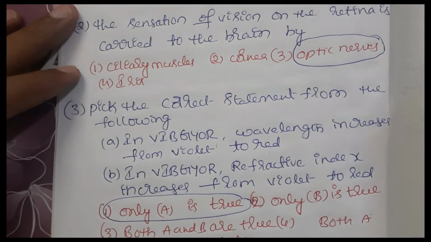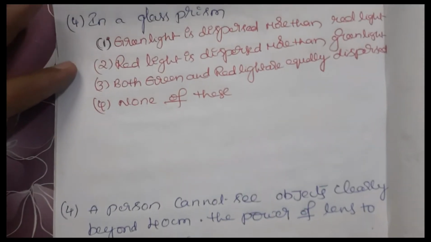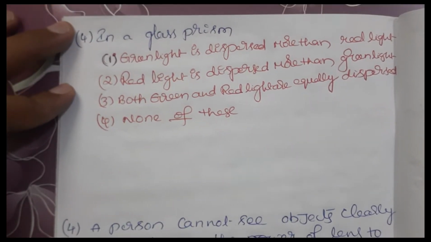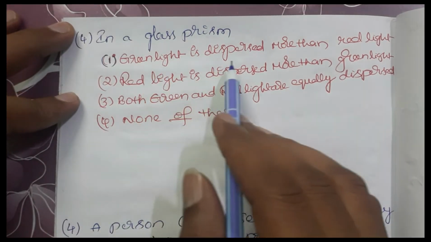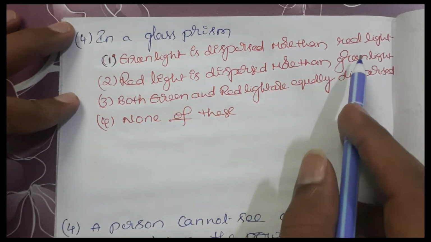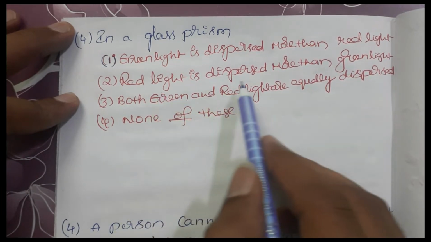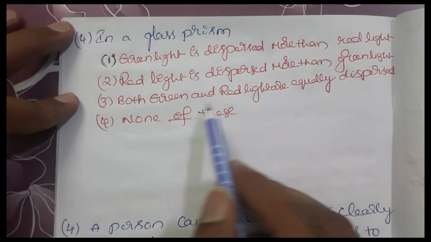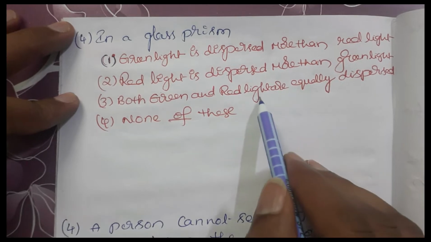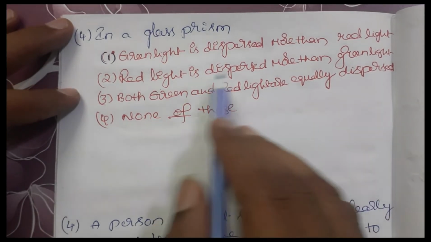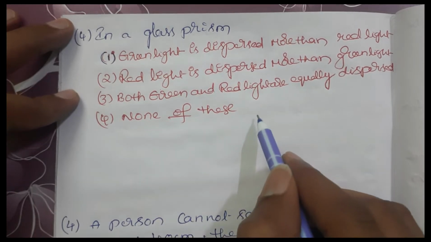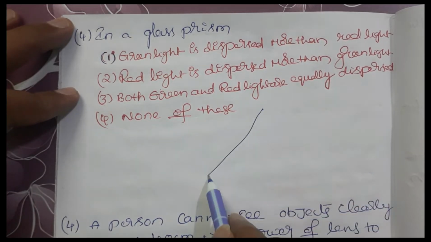Next, question number 3, students. In a glass prism, green light is dispersed more than red light; red light is dispersed more than green light; both green and red light are equally dispersed; none of these. More dispersed means more deviated. If you want to understand, you can see the explanation in the figure.